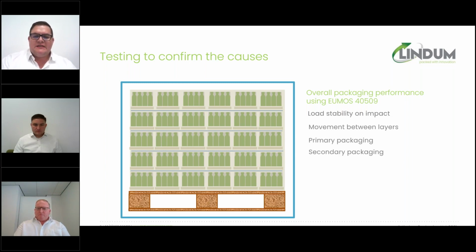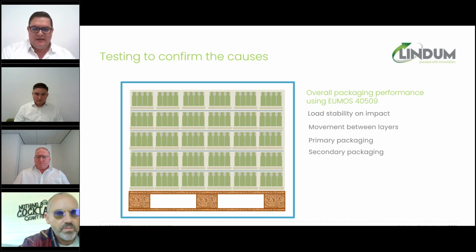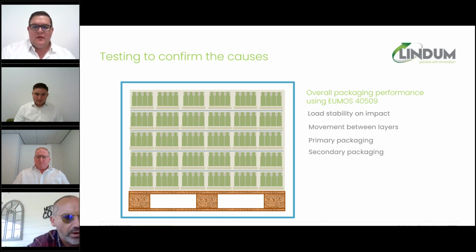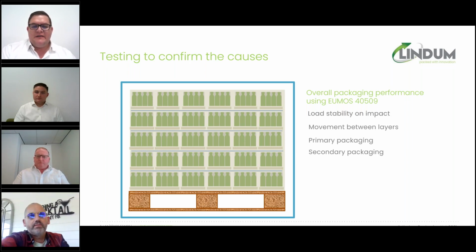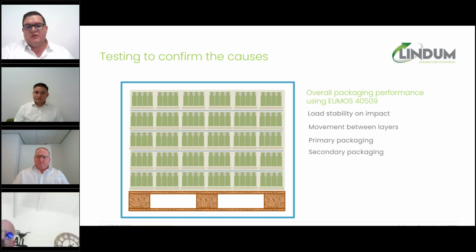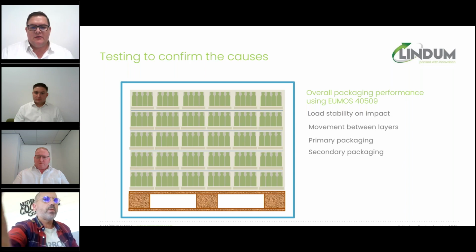We use a standard developed by UMOS, the 40509 standard, and there's 4 areas we look at when we're testing to confirm causes. The first is load stability on impact. The second is movement between layers. The third is primary packaging. And then finally, the secondary packaging. And as we've touched on before, all those areas need to work together, and they all need to perform in harmony to get ultimate performance out of our packaging.